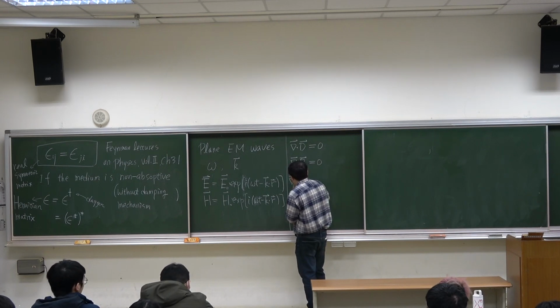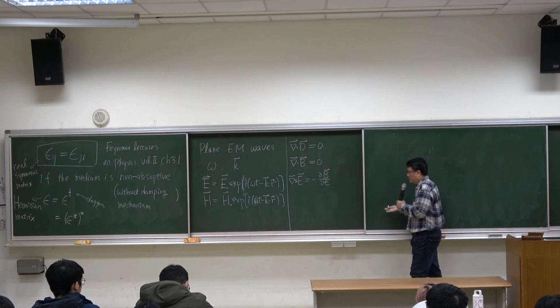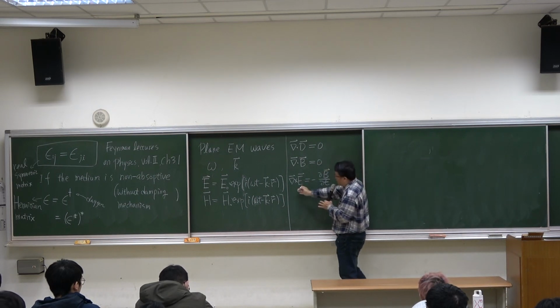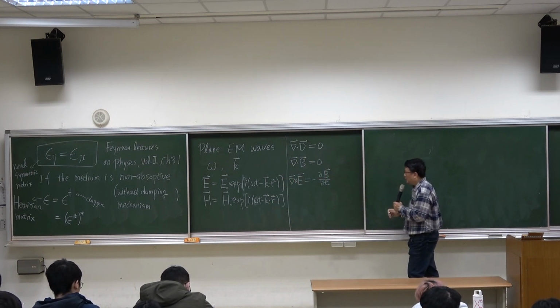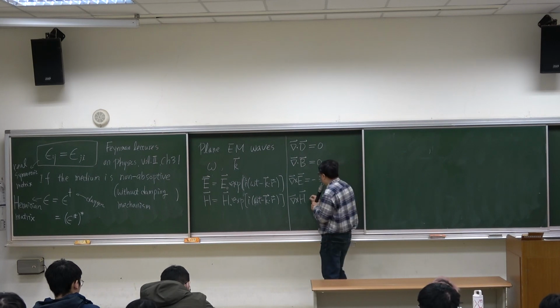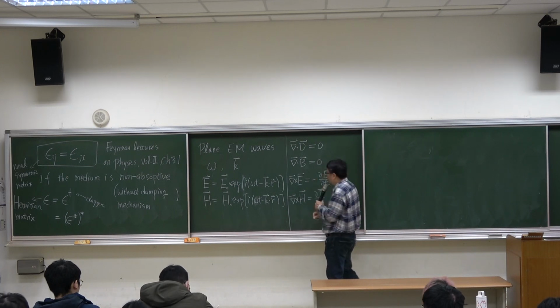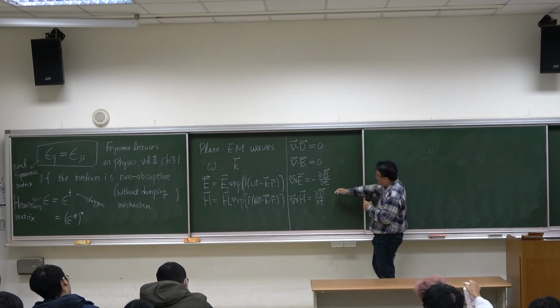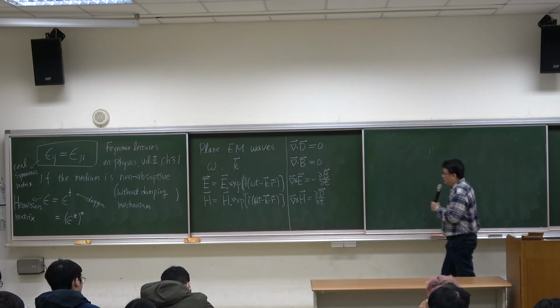And we have Faraday's induction law, which relates the time-varying magnetic field to the spatially varying electric field. And finally, we have Ampere's law without the current. The curl of H is equal to the partial derivative of D with respect to t, which describes how the time-varying D field generates the spatially varying H field.